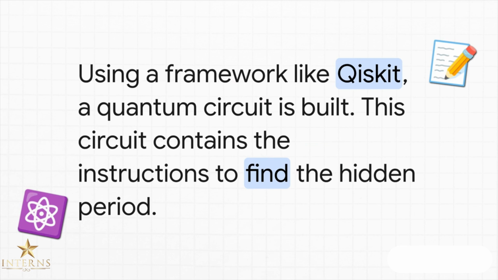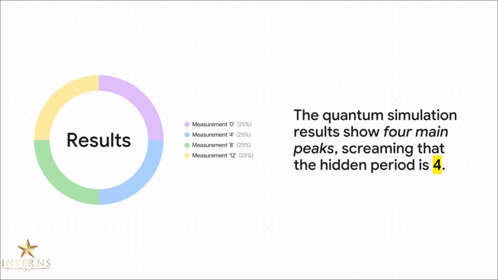Using a tool like Qiskit, which is basically a programming language for quantum computers, we build a special quantum circuit. You can think of this circuit as the instruction manual, or maybe the sheet music, for the quantum computer. It has all the steps it needs to find that hidden period, based on our number, 15, and our guess, 7. Okay, so we run the circuit, and what we get back isn't just one clean answer. It's more like a probability map. But just look at these results. You see those peaks? They're perfectly, evenly spaced at 0, 4, 8, and 12. The quantum computer is practically shouting at us. The hidden period, that secret rhythm we were looking for, is 4.